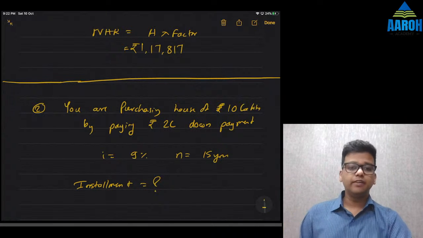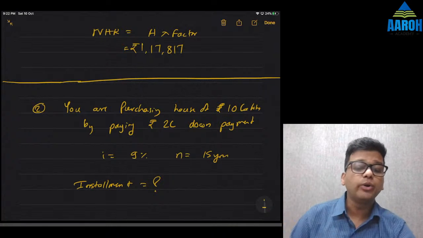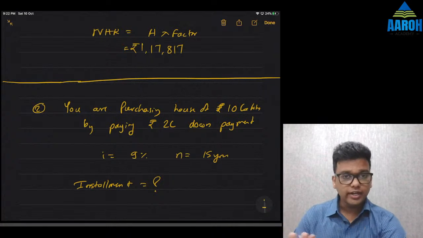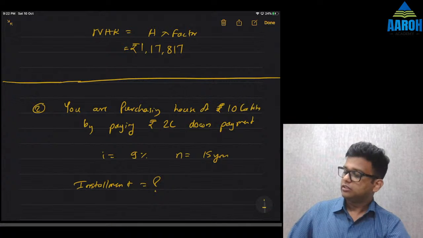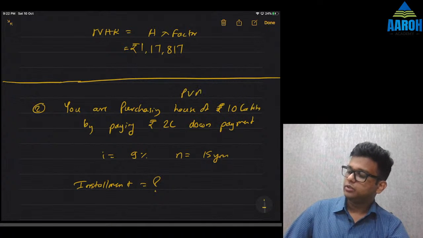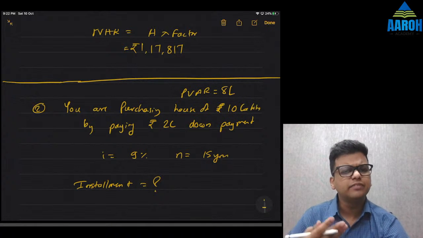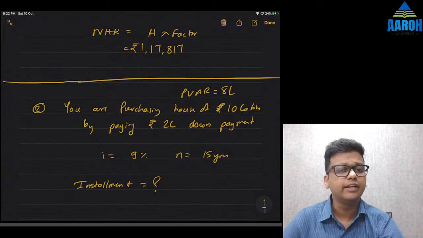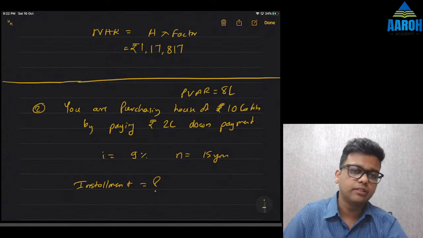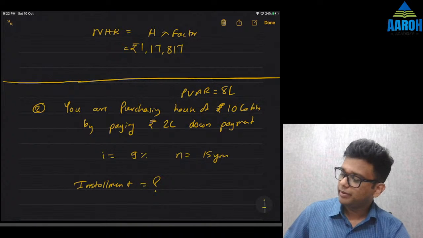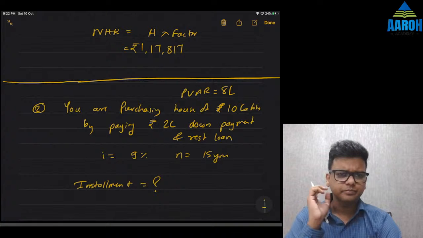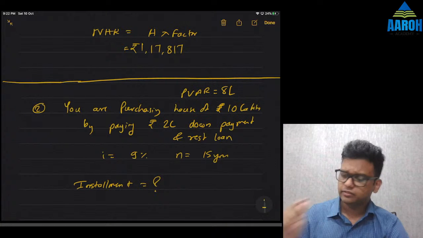Again, loan means present value. How much do we have to borrow, how much do we have to take on loan? Not 10 lakhs, only 8 lakhs. So our present value is only 8 lakhs because 2 lakhs we are going to pay as down payment, right? The rest of the amount we are going to take as loan, so 8 lakhs should be taken.